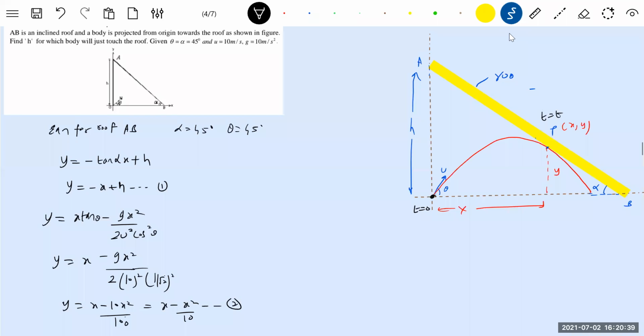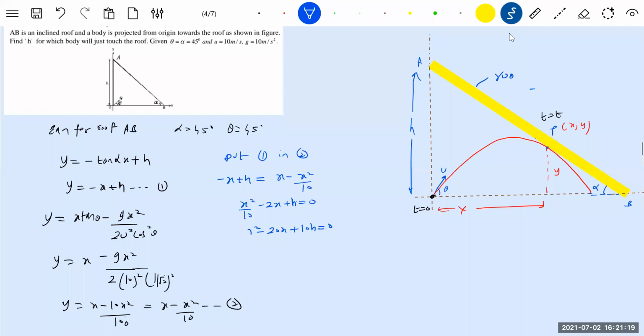But what is the problem? Okay, let's do one thing. Let me replace y in terms of that one. So I'll go and replace, put next part of the problem, put 1 into minus x plus h, x minus x square by 10. So this will become x square by 10 minus 2x plus h equal to 0, or x square minus 20x plus 10h equal to 0.